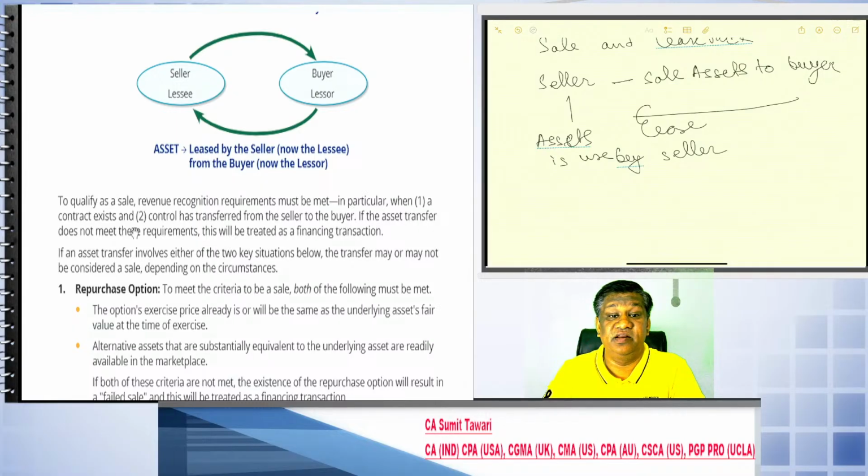In particular, a contract exists and the control is transferred from the seller to the buyer. If the asset transfer does not meet this requirement, it will be treated as a financing transaction. That means if you are using the asset for its remaining life, then you need to consider it a financing transaction. Okay, if an asset transfer involves either of the two key situations below, the transfer may or may not be considered a sale, depending on the circumstances.